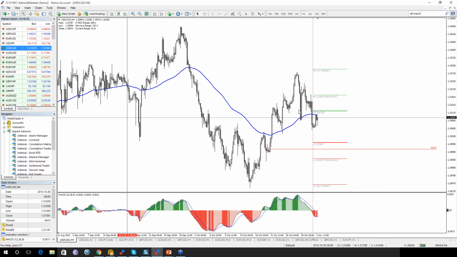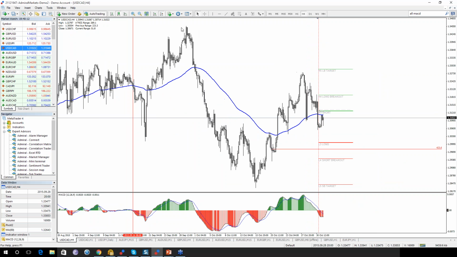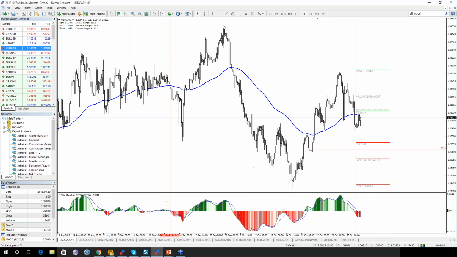Really, I wouldn't trade this because it looks bullish, but the price is still bearish in the overall picture. Look at this. This is high, this is low, this is lower high, and this could be another lower low, right?